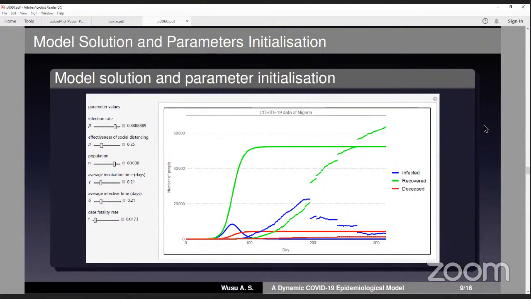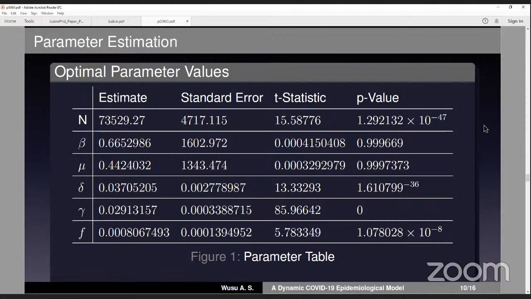What we did was to first get an initial value, because we know that whatever estimates we are getting are just initial values, and the data can be used to get the exact or almost approximate values for those parameters that are of interest to us. If you look to your left, the value of beta was initially stated as 0.888. But after fitting it using a nonlinear fit algorithm, we were able to get beta to be 0.6652986. That's a reduction. And the value of mu in this case, we got 0.442403.